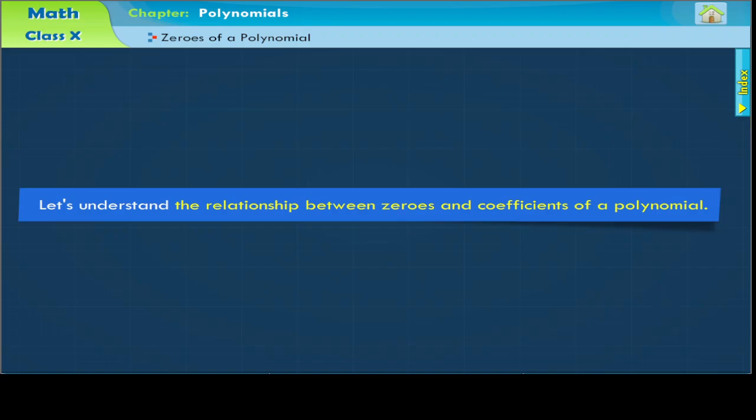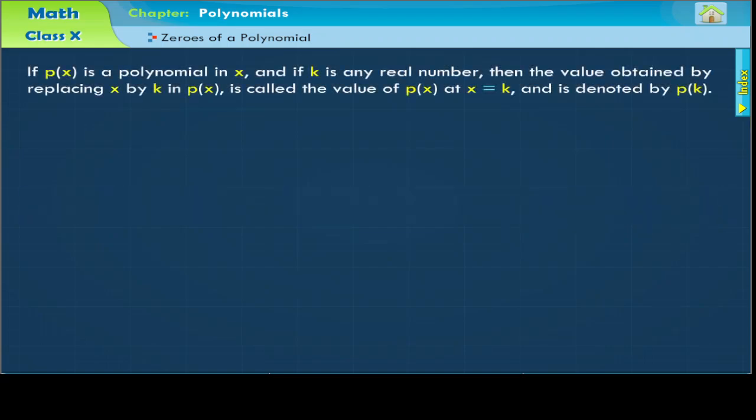Let's understand the relationship between zeros and coefficients of a polynomial. If p of x is a polynomial in x and if k is any real number, then the value obtained by replacing x by k in p of x is called the value of p of x at x equal to k and is denoted by p of k. Let's observe the given example.